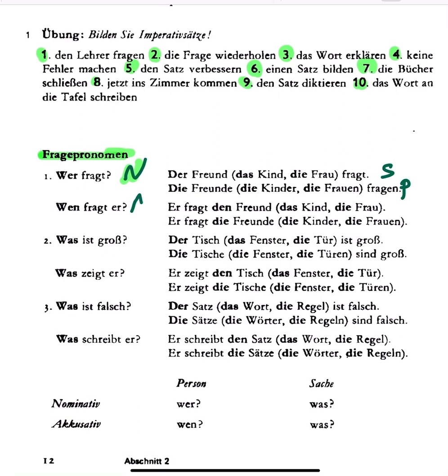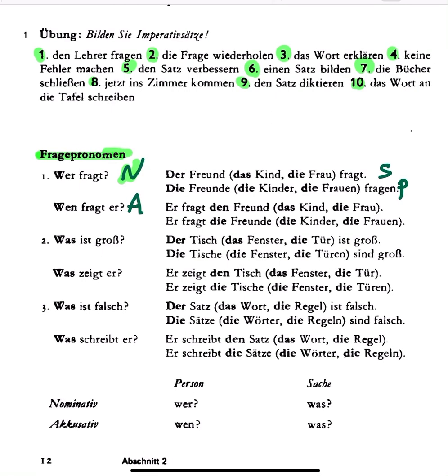Wen fragt er? It is used for the accusative form. Er fragt den Freund. He asks the friend. Er fragt das Kind, die Frau. He asks the child and the woman. Er fragt die Freunde, die Kinder, die Frauen. He asks the friends, the children and the women.